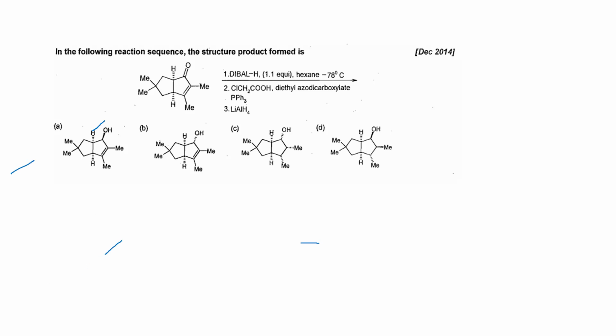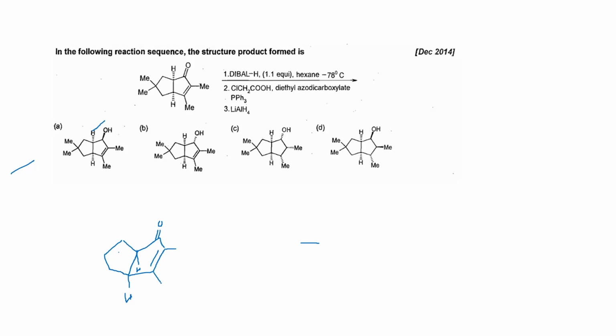there are two 5-member rings where these 2 hydrogens are below the plane. So the ring bonds are above the plane. These 2 ring bonds are above the plane. So if you just draw it this way, these 2 hydrogens are below the plane. You can imagine it in 3D, right? So the ring is like that. Now if you add DIBAL-H, what will happen?